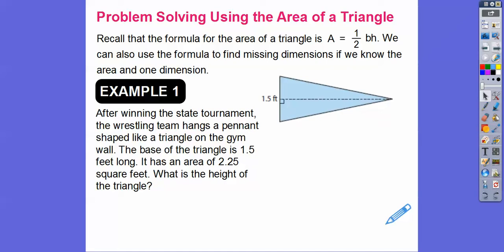So here we go. After winning the state tournament, the wrestling team hangs a pennant shaped like a triangle on the gym wall. The base of the triangle is 1.5 feet long. It has an area of 2.25 square feet. What is the height of the triangle?